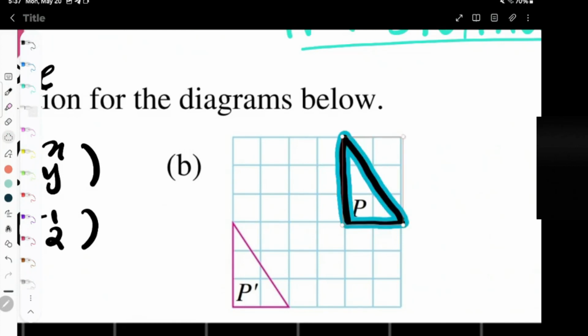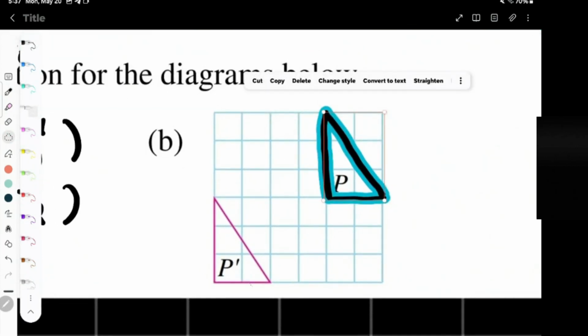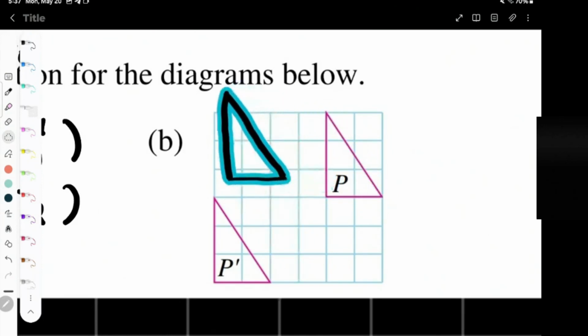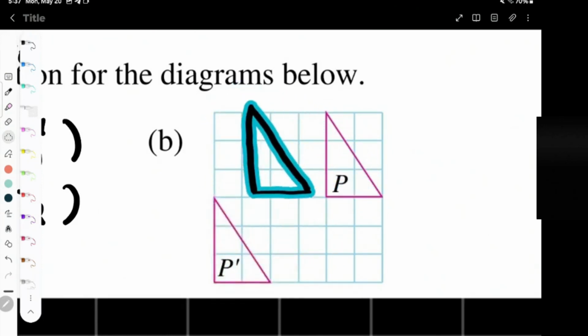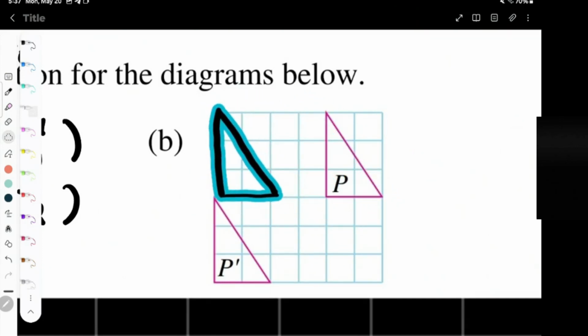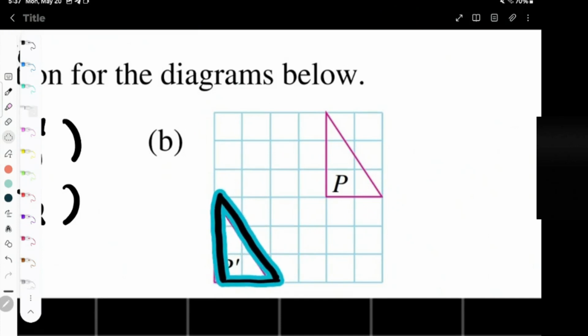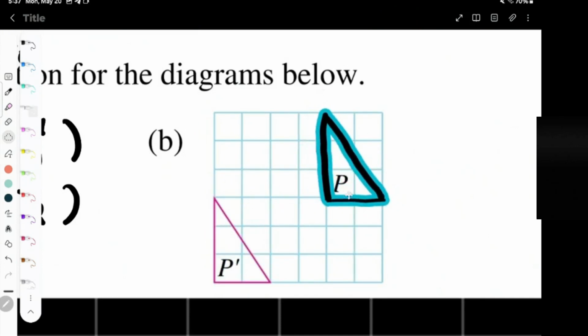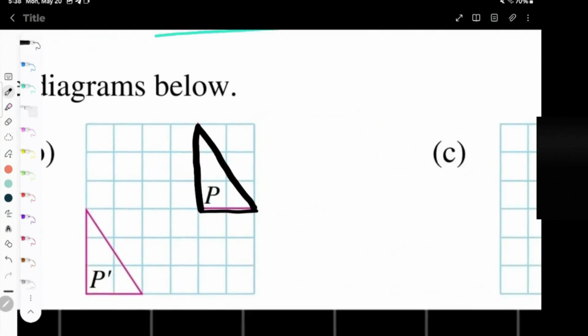So if P is here, ignore the P prime, because we are trying to get to the P prime. How can we go there? We can go like this: one, two, and then three. Again, three steps. So it's moving two on the x-axis and one on the y-axis. For the matrix, it's moving to the left, so the x should be negative two, because it's moving two times, and then it's moving downward. Downward is negative one.